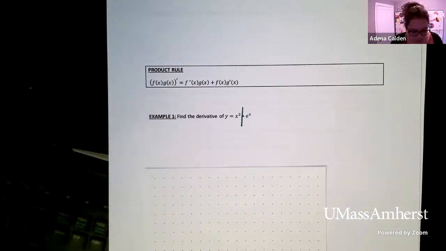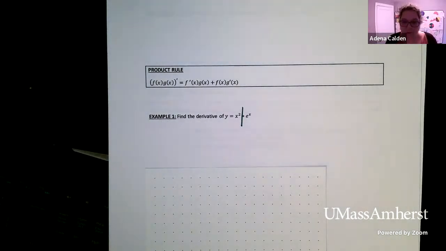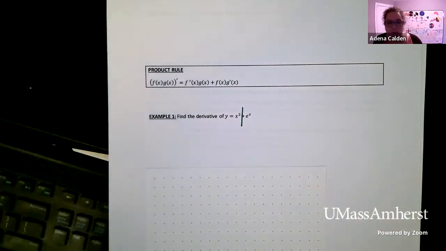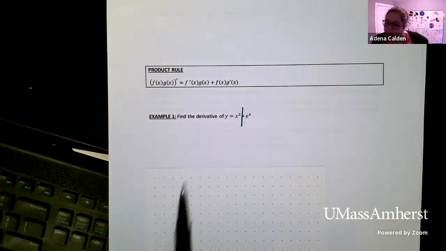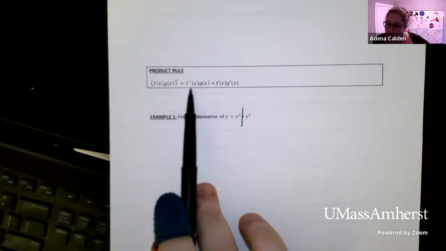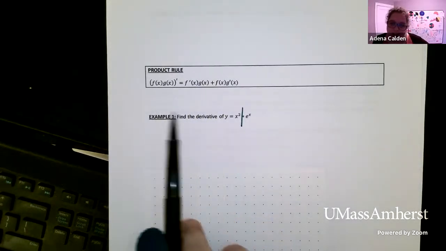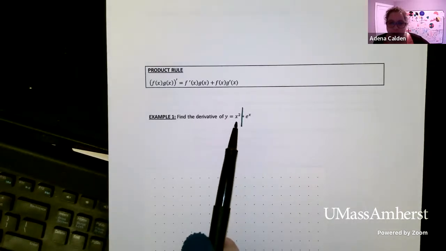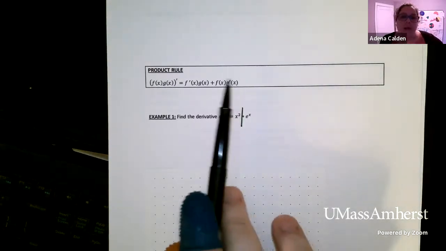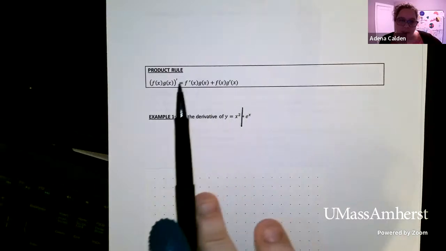So once you've determined that you're using the product rule, we are going to pick one of our functions to be f and one of them to be g. Because this involves things like multiplication and addition, it doesn't actually matter which of the two functions is your f and which one is g, because you'll end up with the same answer either way.